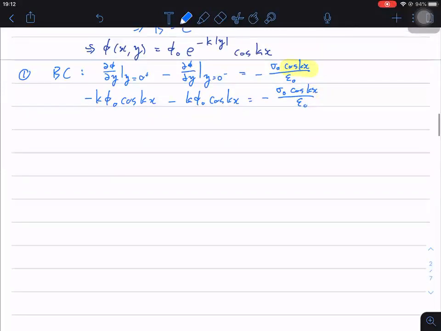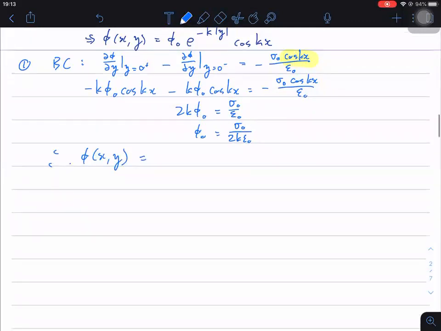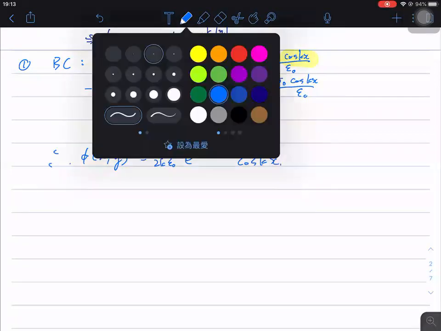And now we can find the value of phi naught in terms of sigma naught, epsilon naught, and k. So the value of phi naught is sigma naught over 2k epsilon naught. Therefore, the solution of this 2D Laplace equation is this. Okay, so that's the solution of question 1C.